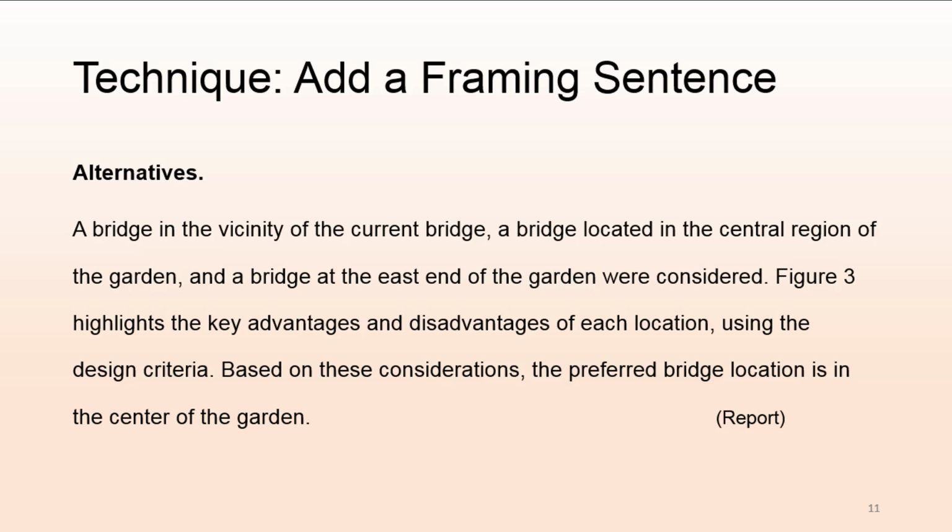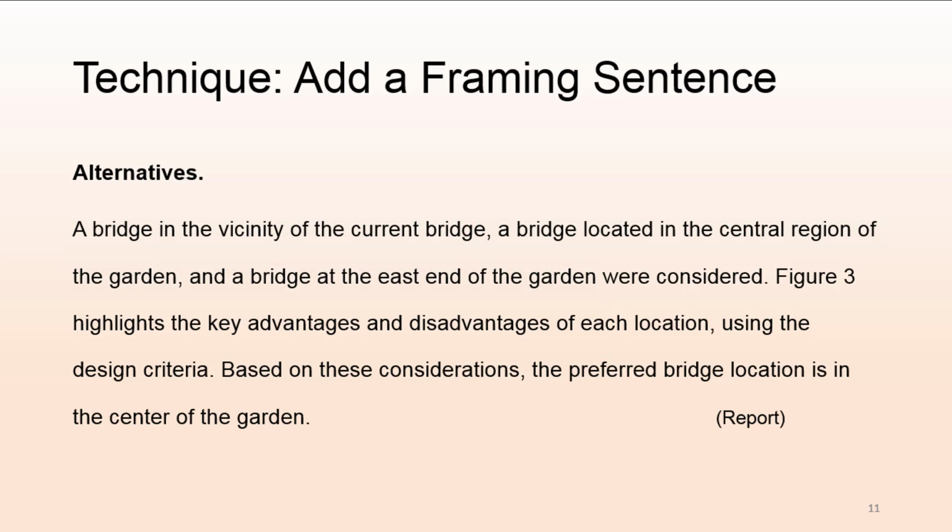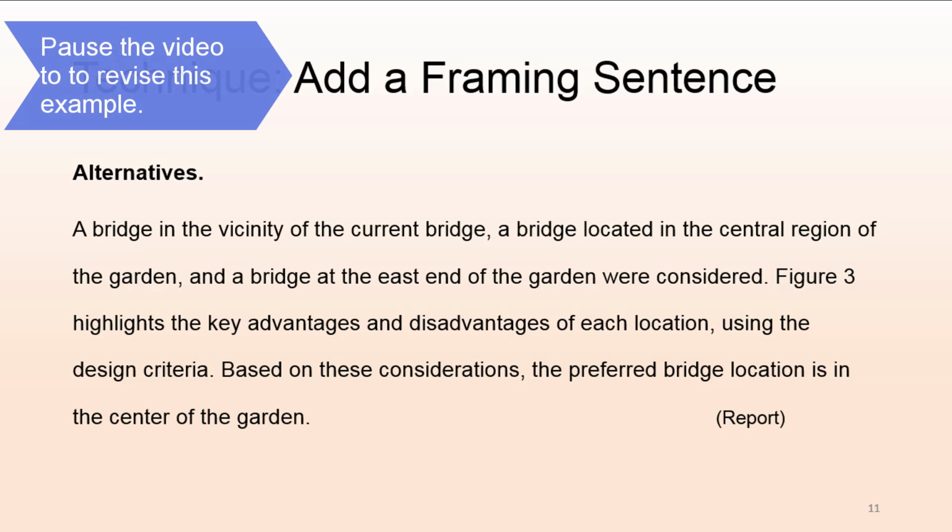In the original, sentence 1 begins with a long subject that is new information. Readers might guess that these are alternatives, but the long subject puts a heavy load on readers. The second sentence begins with new information, figure 3, and ends with anchored information, the key advantages and disadvantages of each location. Now pause the video to revise this example and add a framing sentence at the beginning of the paragraph.